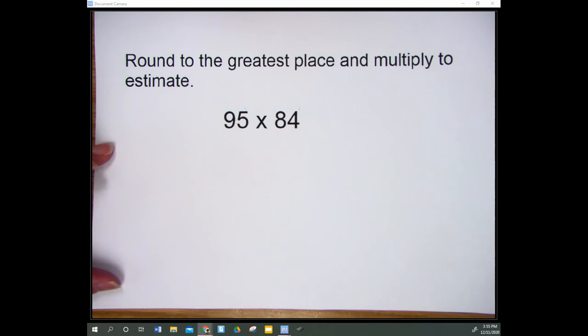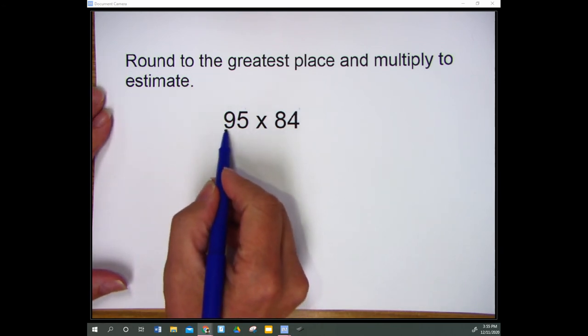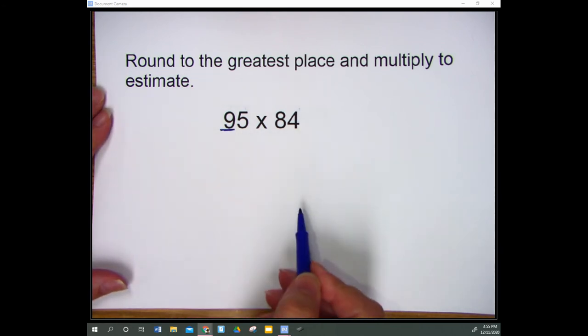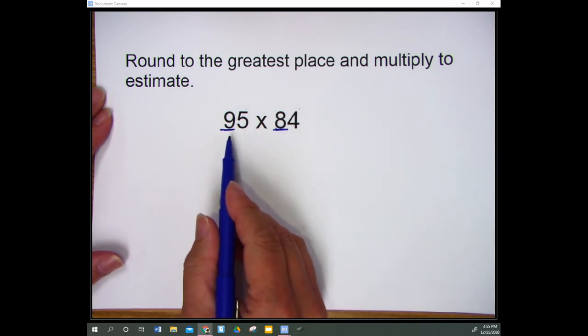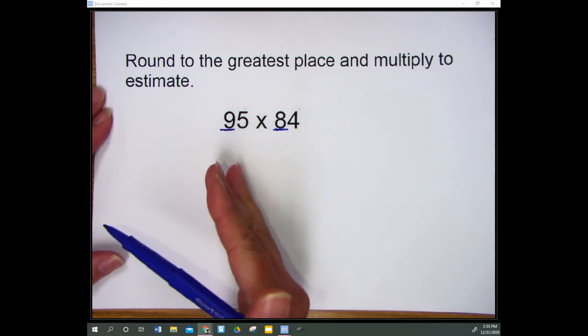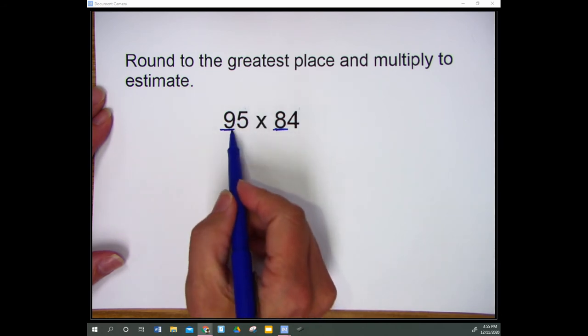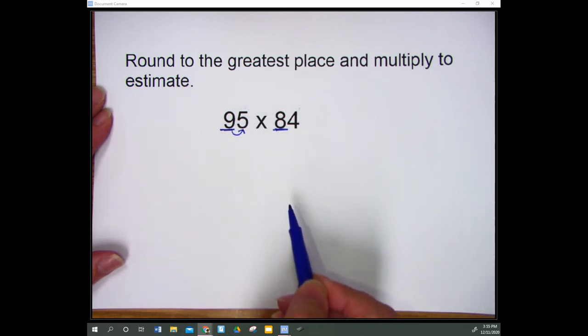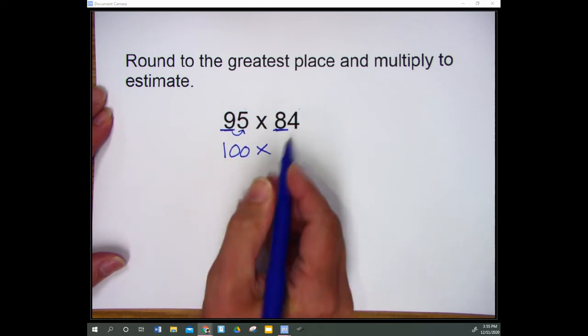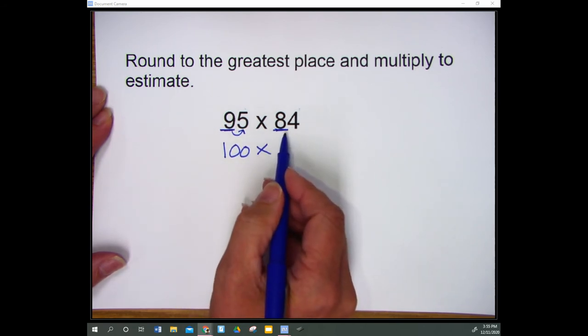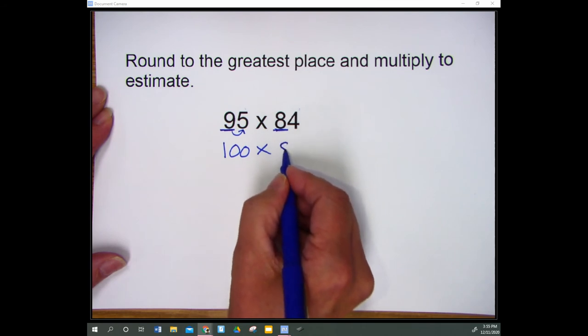All right, I'm still rounding before I estimate. I'm rounding to the greatest place value column. So I'm going to round this to the nearest 10. I'm going to round this to the nearest 10. 95 rounded to the nearest 10? Well, I know it's between 90 and 100, but look to the right. I'm going to that upper value. So 100 times this one, 84, that's going to get rounded to 80.